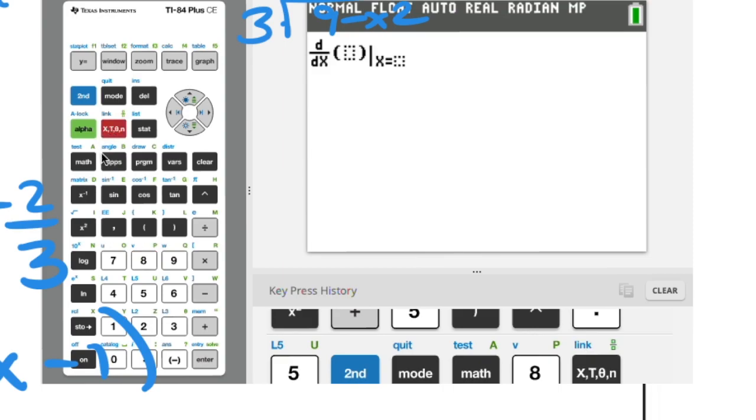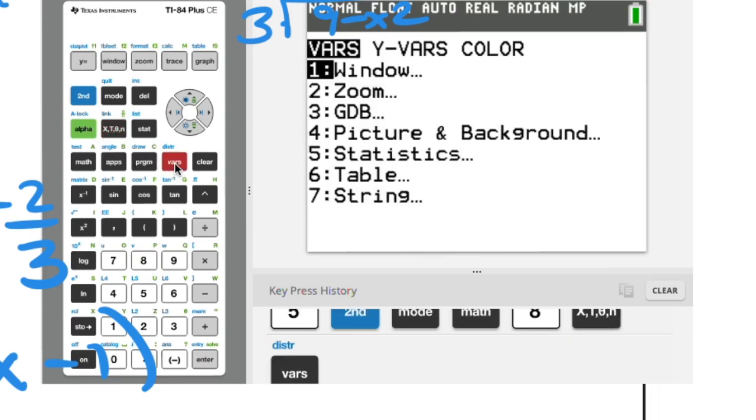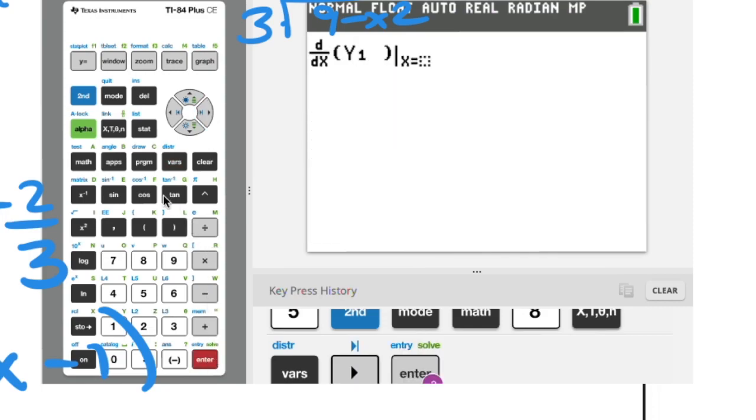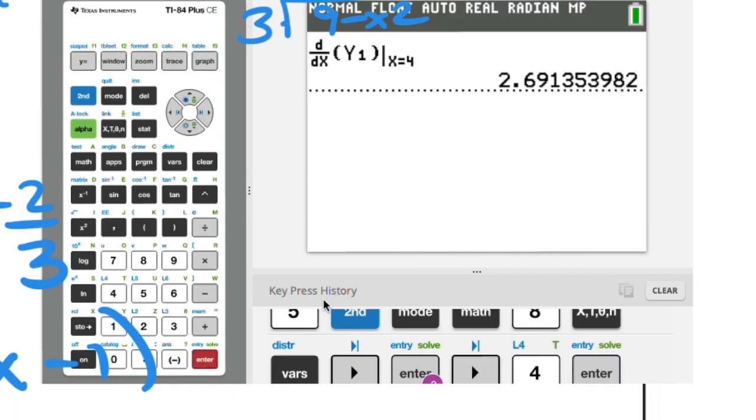Write the derivative with respect to x. The function is vars, y-vars. Choose y1 because that's where you placed your function. And I'm typing in x equals 4. If you want to check the one you did, type in x equals 2. So that's a separate way to find a numerical derivative using your calculator.